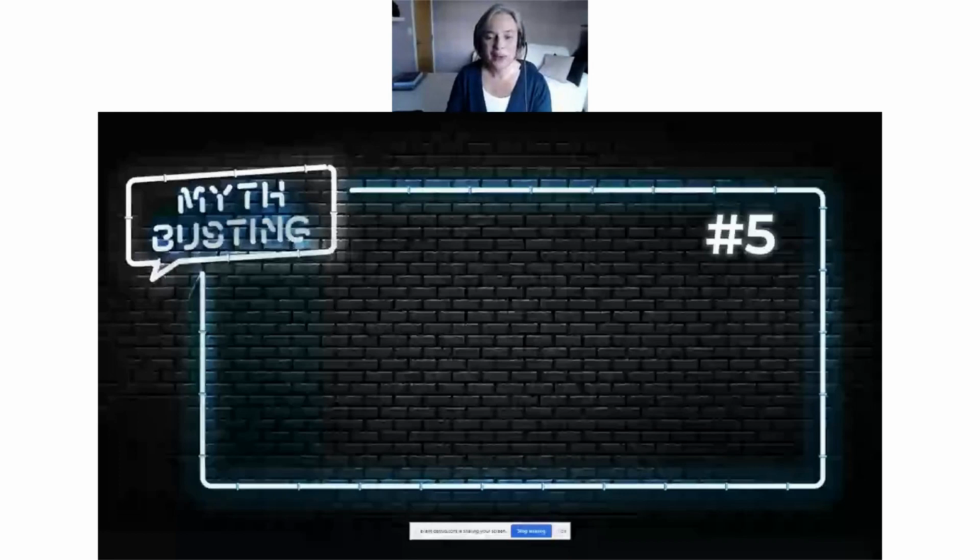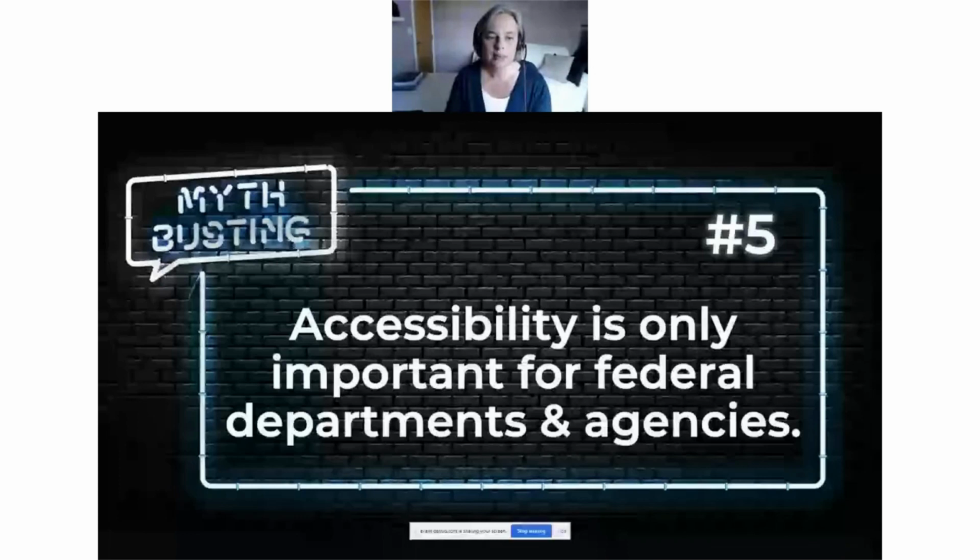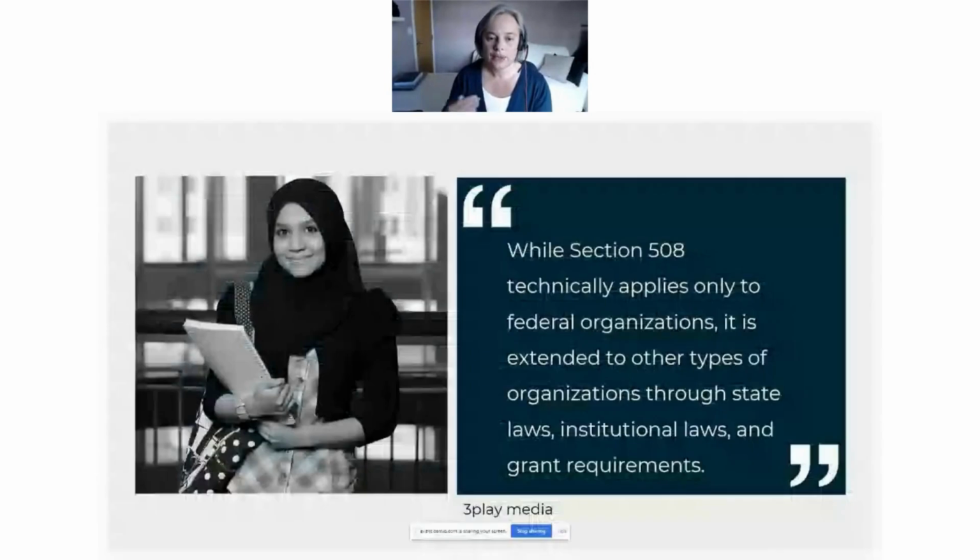So, nearly halfway there now. Our next myth is the one which says that accessibility is only important for federal departments and agencies. Now, it's true that due to legislation such as Section 508, accessibility is more important in federal organisations at the moment, but it's also worth knowing that according to 3Play Media, it's also extended to other types of organisations through things like state laws, institutional laws, and grant requirements. And it's also worth knowing that even though you may think that accessibility is only important for federal agencies, your competitors don't agree with you.